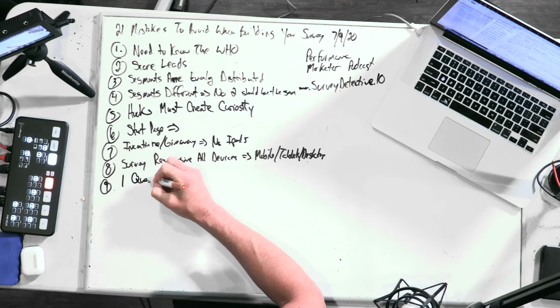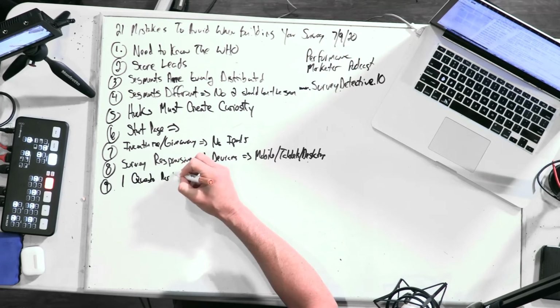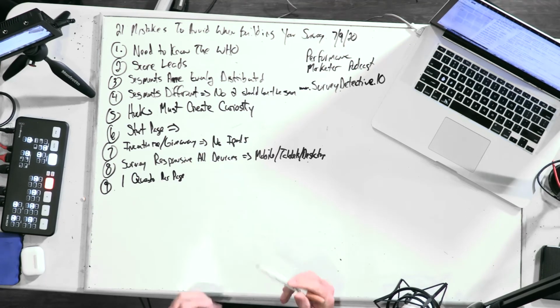Number 9 is 1 question per page. I see a lot of people doing these surveys where there's a lot of questions on one page. It's overwhelming. You want to create these micro commitments. You want to be able to get somebody to see one question, focus on that one question one at a time, start getting them to click, getting them to engage.